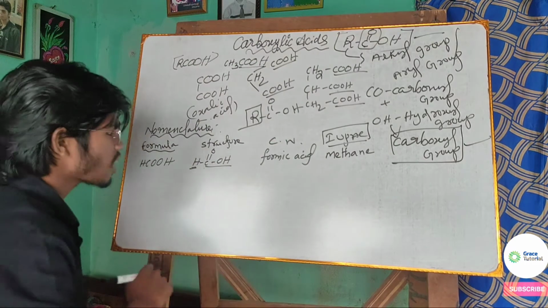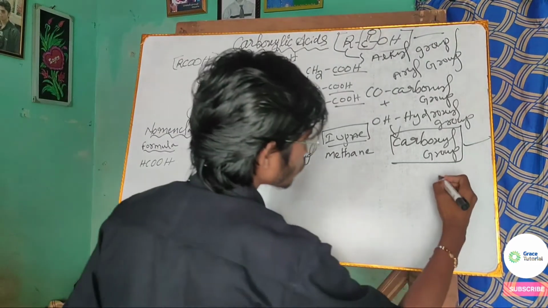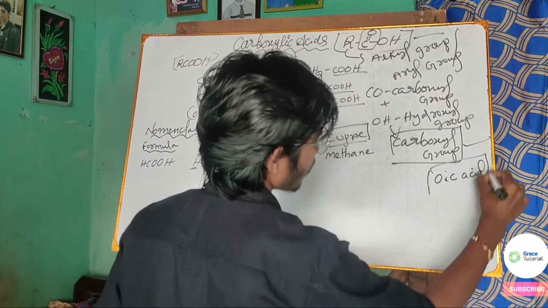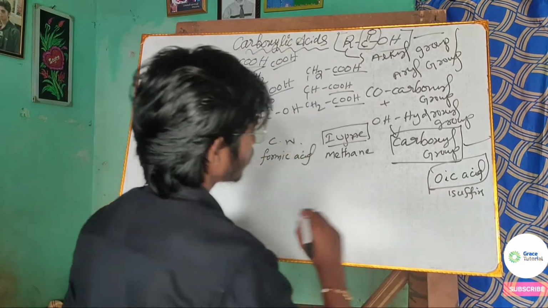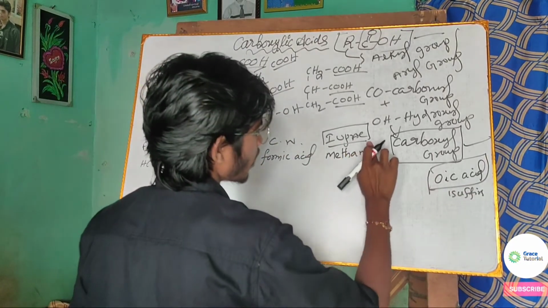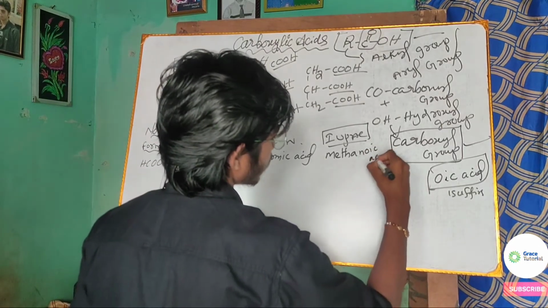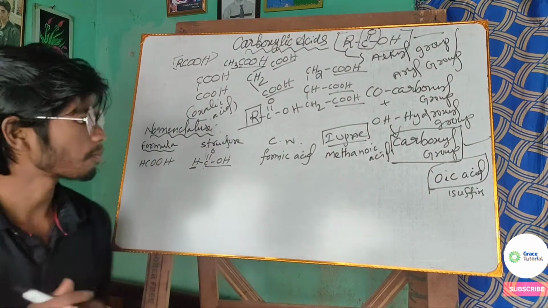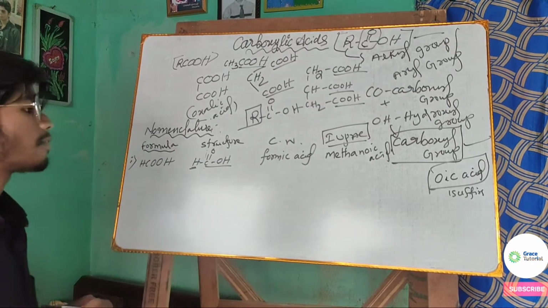Here in this methane, what happened? Since the acid group is attached, the suffix will be oic acid. You need to remember, this oic acid is the suffix. So eliminating this E, you need to add oic acid. So what's the name? Methanoic acid. So this is the first member of the carboxylic acid.